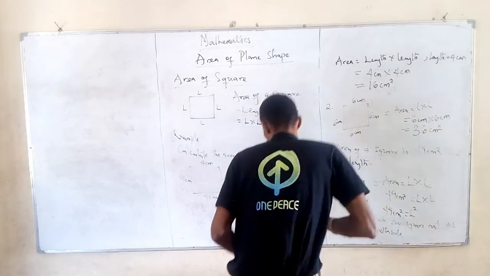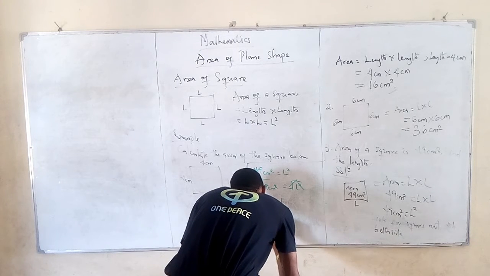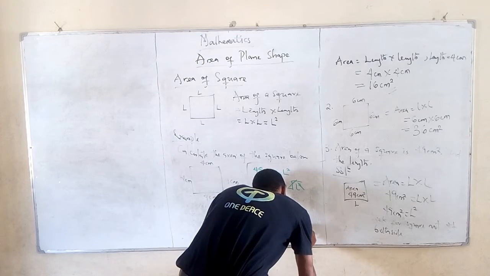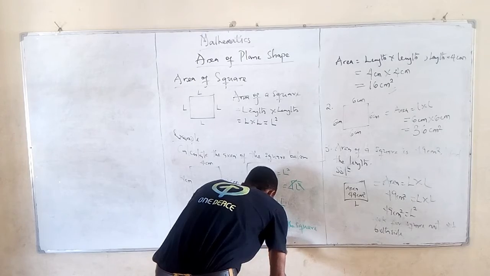Therefore, the length of the square is equal to what? 7 centimeters.